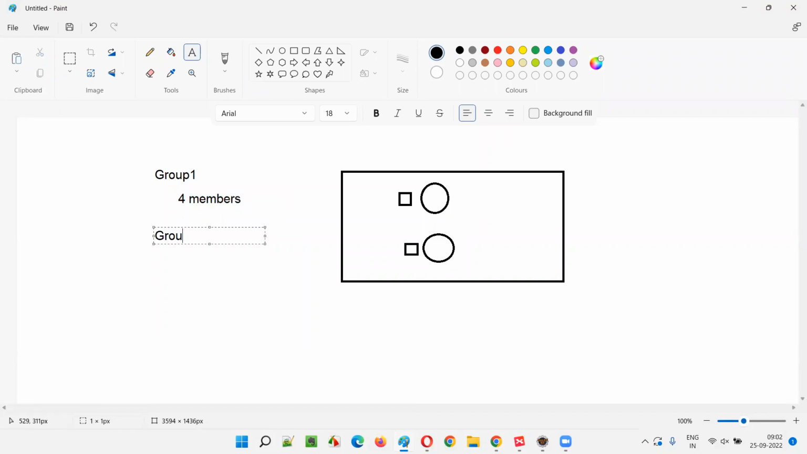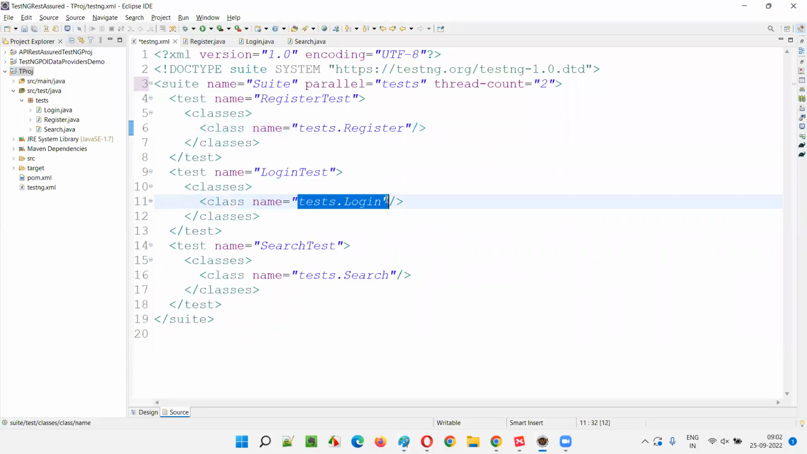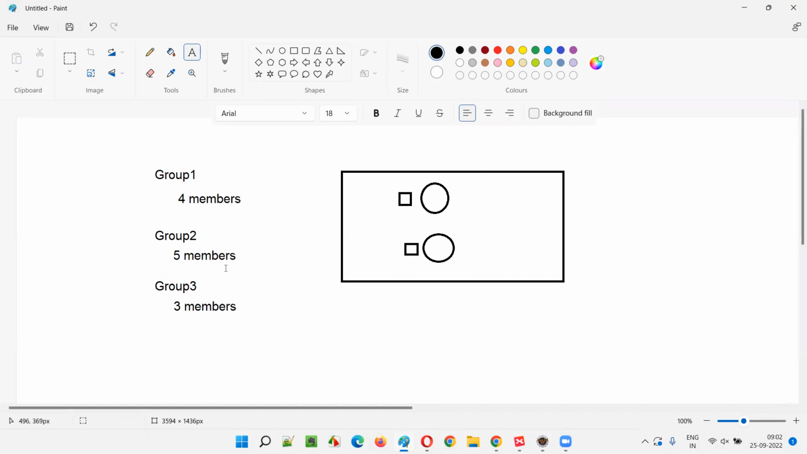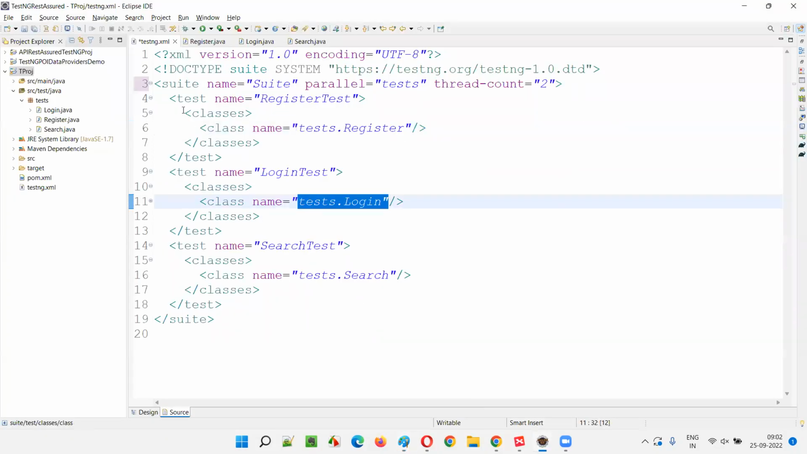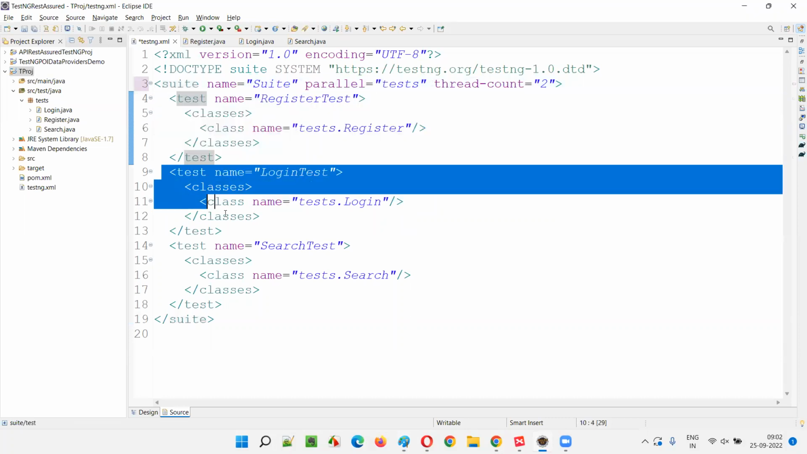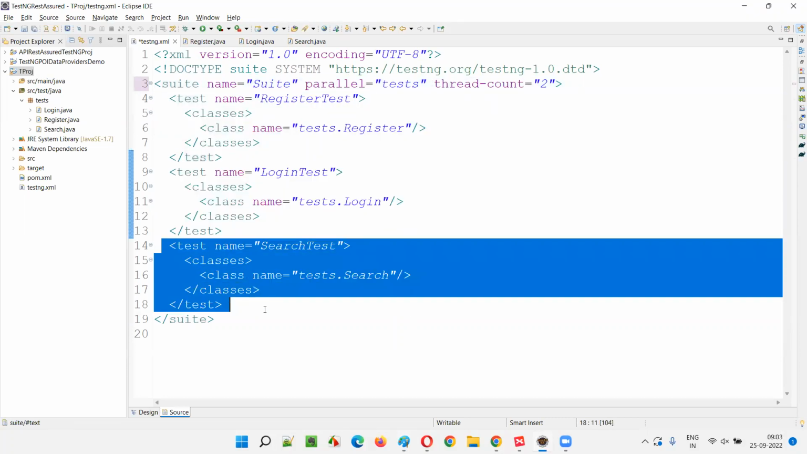And another family came, group 2, the login group, let's assume, and they have 5 members in their family. And another group also came at the same time to this hotel, group 3, and they have 3 members in their family. This is what happened. Now, if you see sequentially, as per the TestNG XML file, this group has come first to the hotel, then this group, then this group.